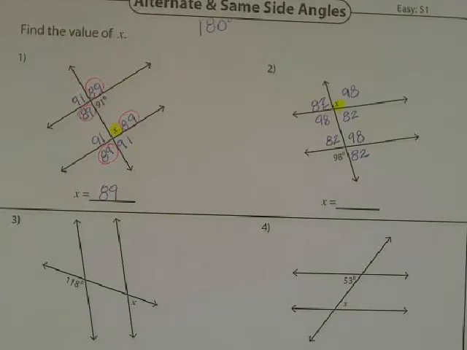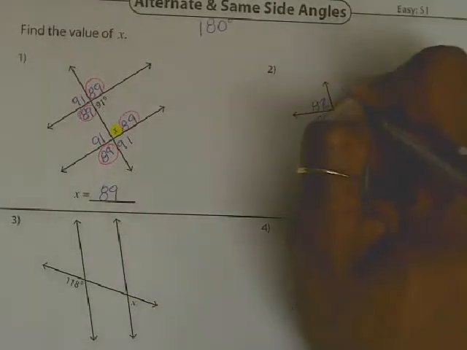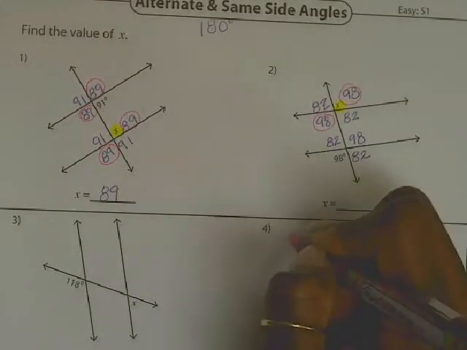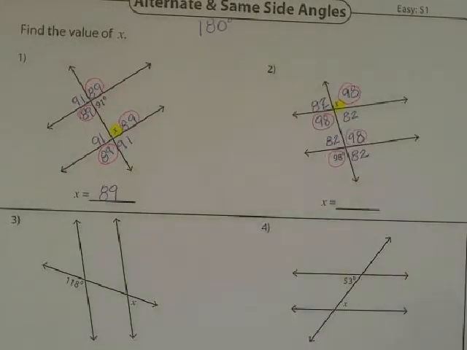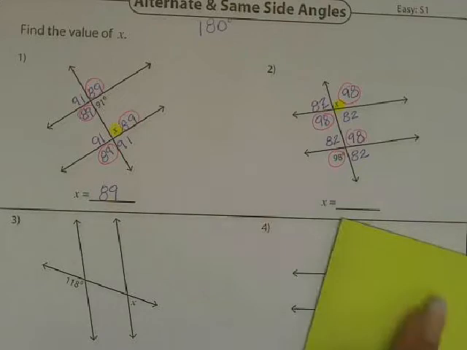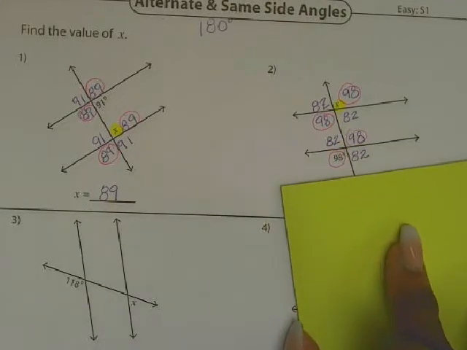Pretty easy, right? And again, look at that pattern that you have. Here's my 98, across from there is my 98, across from there is my 98, across from there is my 98, and they're the same at the top and at the bottom. Okay?